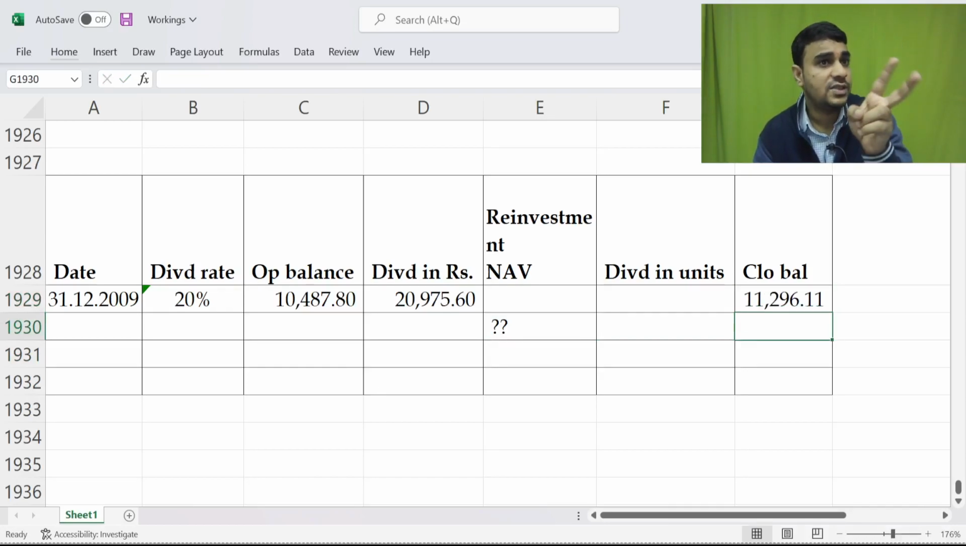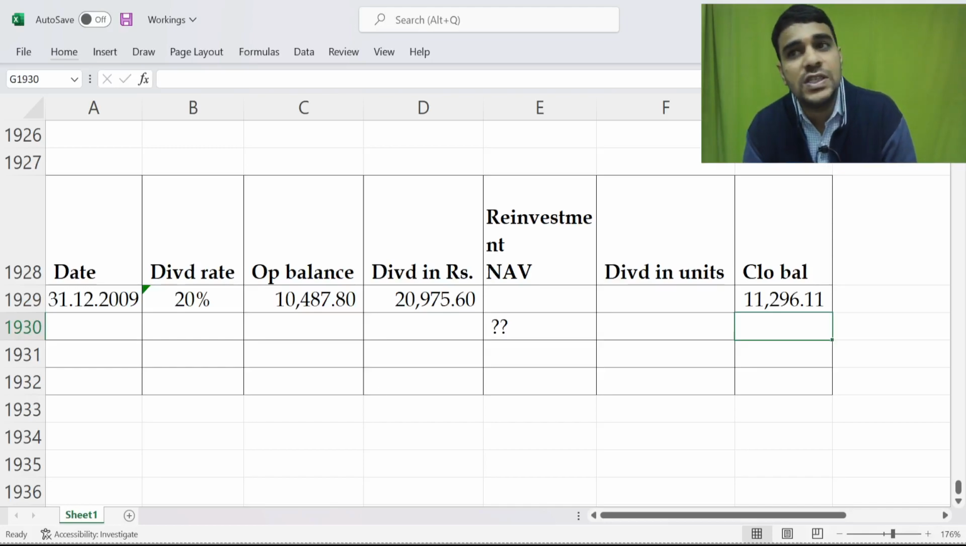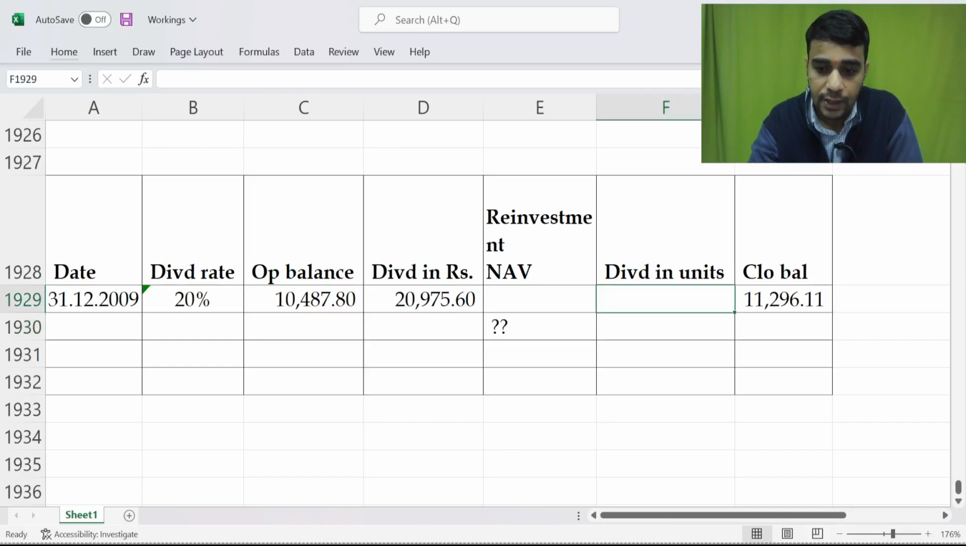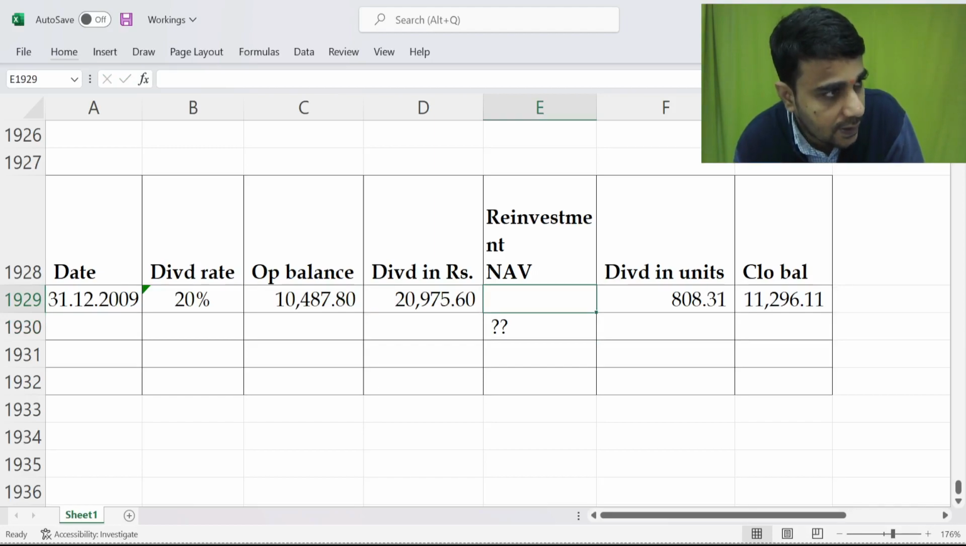There are only two times dividend is paid. On the last date, no dividend date has been given. So whatever closing balance you see, 11,296.11, the gap is the units allotted. So dividend in units is this minus this, 2975.6, divided by the reinvestment NAV is the dividend in units.